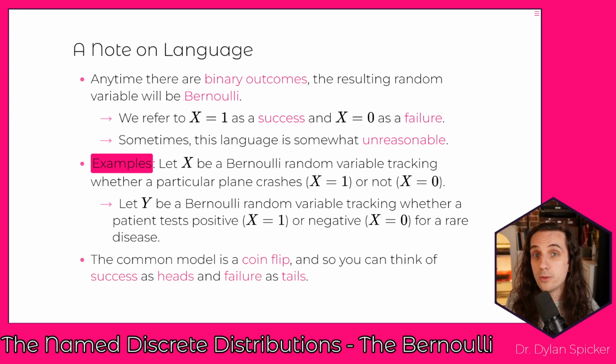The idea is that we can always map this onto a coin flip. So success becomes heads, failure becomes tails. These are just labels that we give. And so if it can be modeled in the same way as a coin flip, maybe not a fair coin, but a coin flip nonetheless, then it's a Bernoulli random variable.